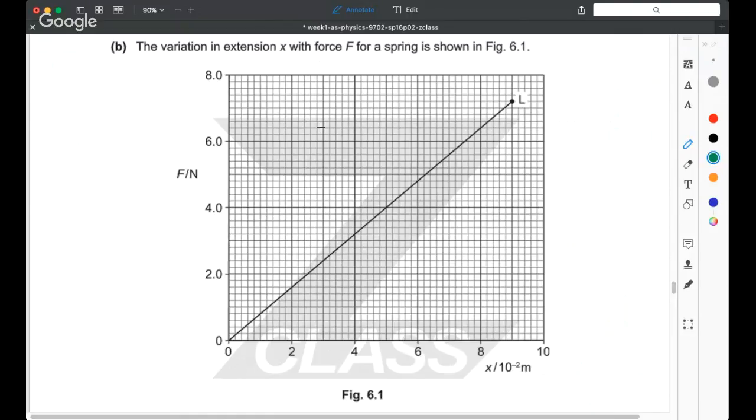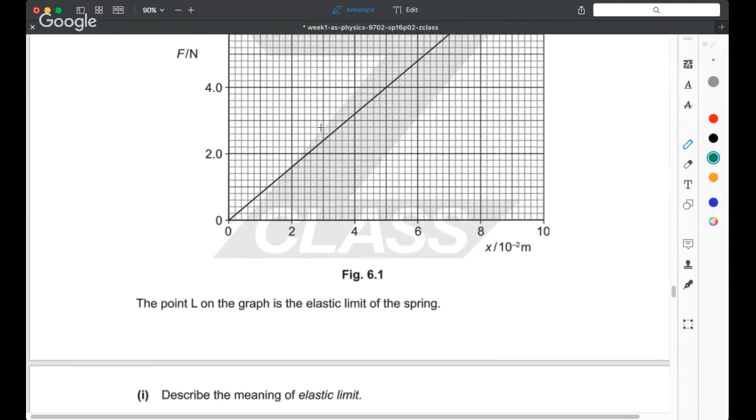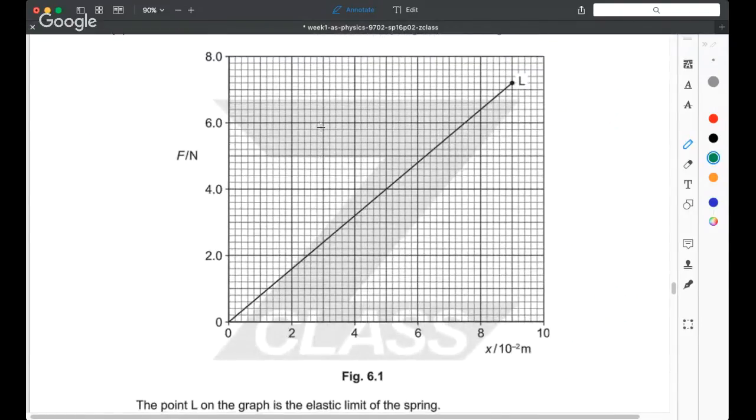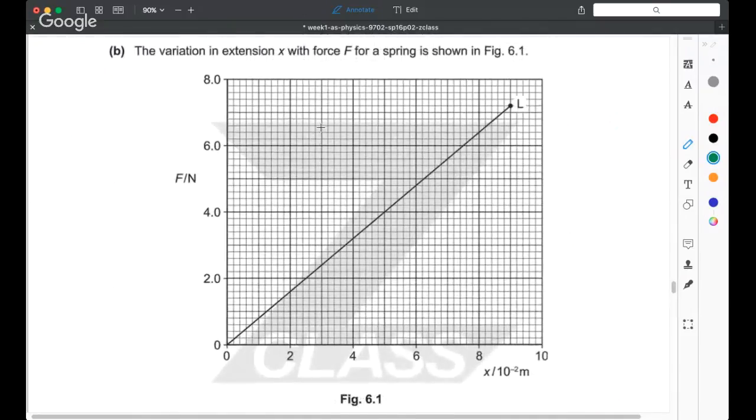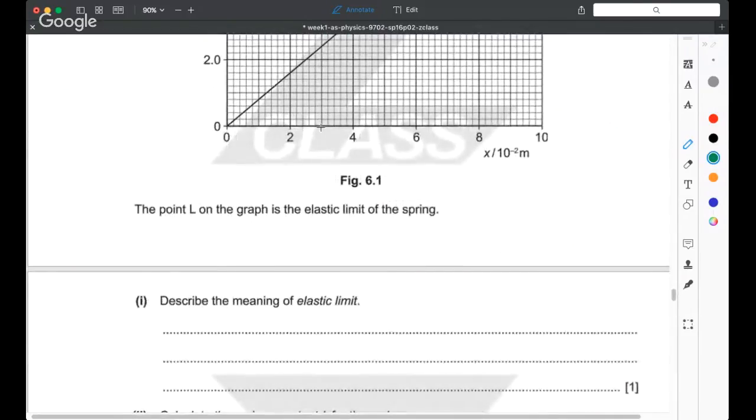The variation in the extension with the force for a spring is shown. Elastic limit. Isn't that when, after it's extended so much, it doesn't return to its original shape? So describe the elastic limit. The point on the graph is the elastic limit of the spring. The elastic limit is the point beyond the extension where the spring does not return to its original shape once the load is removed.